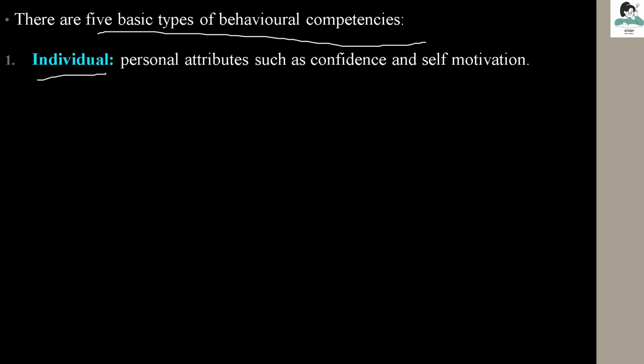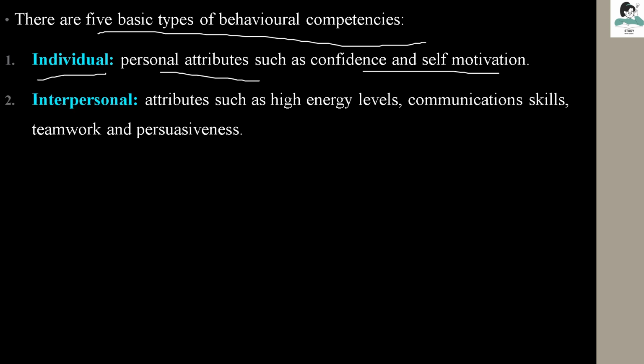So there are five basic types of behavioral competencies. The first one is individual competencies, meaning personal attributes such as confidence and self-motivation. Individual competencies are the personal characteristics that help an employee perform effectively on their own. These focus on self-management, self-motivation, and self-development, so he himself wants to develop things. Employees with strong individual competencies are usually very confident, disciplined, responsible, adaptable to changes, and committed to their work to achieve their goals.